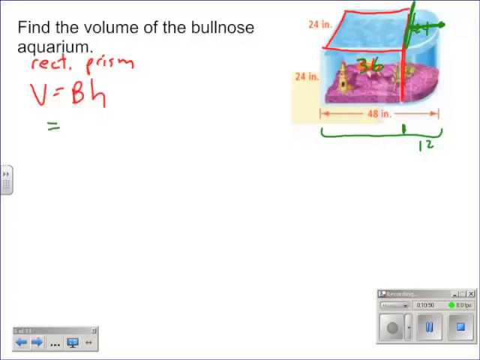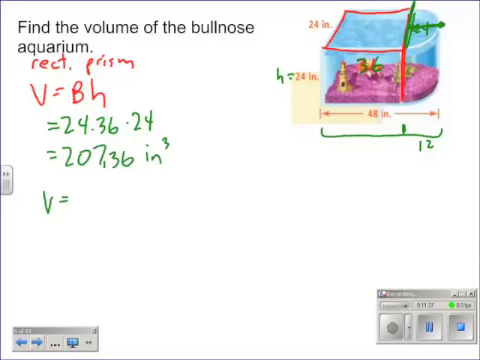To find the volume, the area of the base will be 24 times 36, and then we just need to multiply that by our height. There's our height, which is also 24. So now we go to the calculator, type those in to evaluate, and that's 20,736 inches cubed.